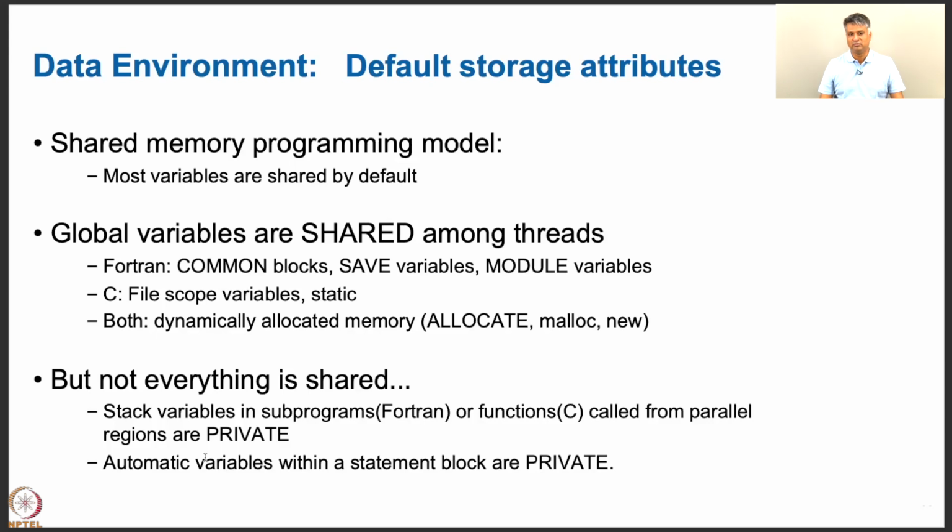So in Fortran, if you use common blocks, module variables, or save variables, these are shared among threads. In C, file scope variables and static variables are shared, as is everything whether it is dynamically allocated memory or statically allocated memory. But not necessarily everything is shared. For example, stack variables in subprograms of Fortran or functions called from parallel regions are private. Automatic variables within a statement block are usually private.